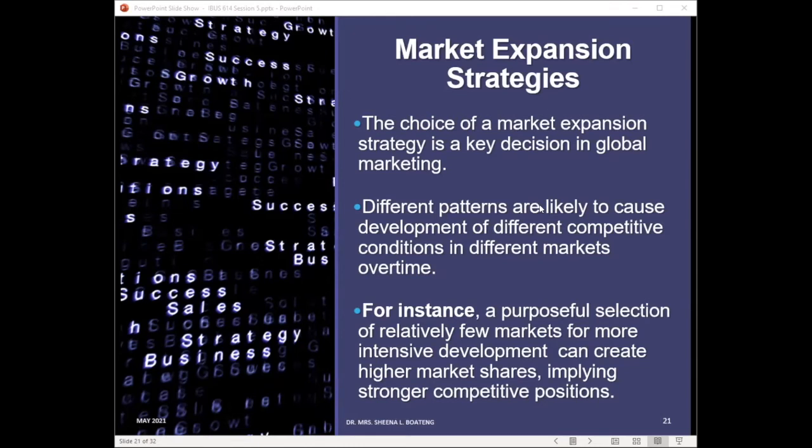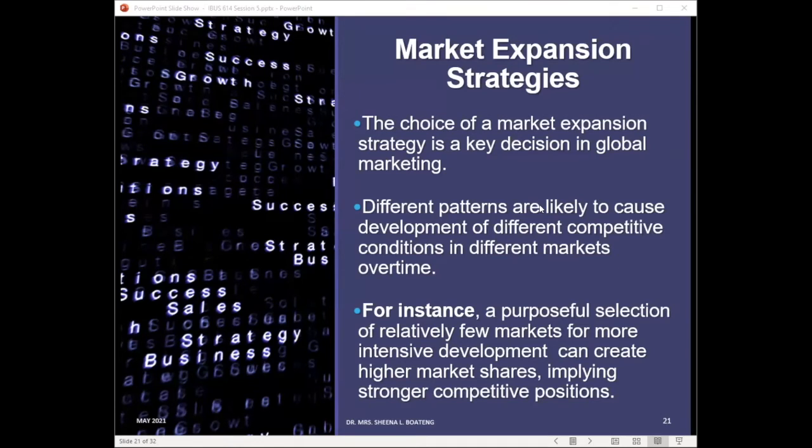So for instance, if in your expansion strategy as a firm, you intentionally select a few markets to develop intensely so that you can build your market share in those markets, it means that by choosing those few markets and focusing your efforts, building a high market share in the short term will be able to carry you into the foreseeable future in the event that new competitors enter the market, right?